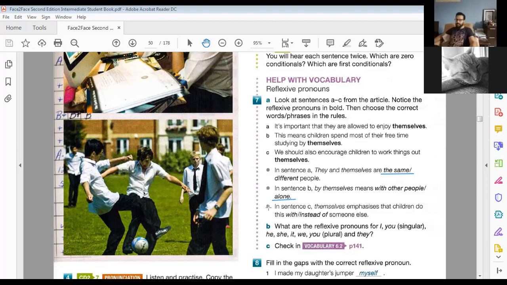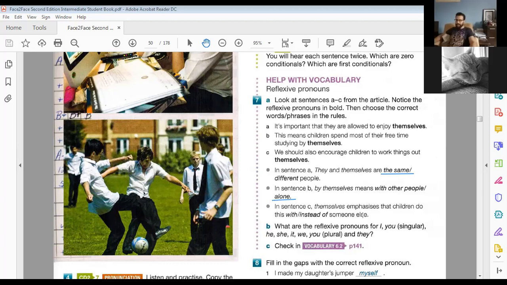In sentence C, themselves, what? Emphasis. Emphasizes. Yes. Emphasizes that children do this instead of someone else. All right, what do we mean by emphasizes?